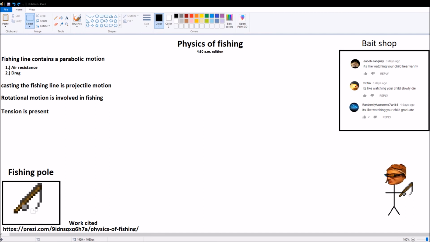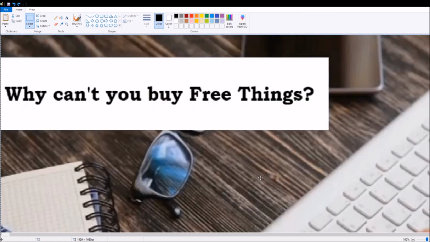Alright, I think that's it. I think I've covered the core components of the physics behind fishing. And to leave you off with something, why can't you buy free things?